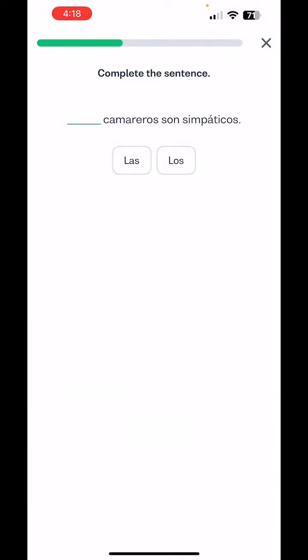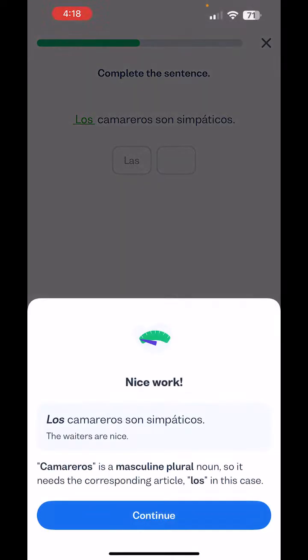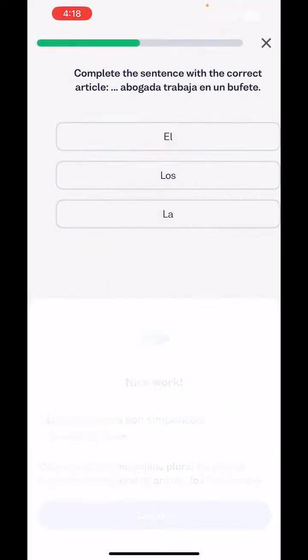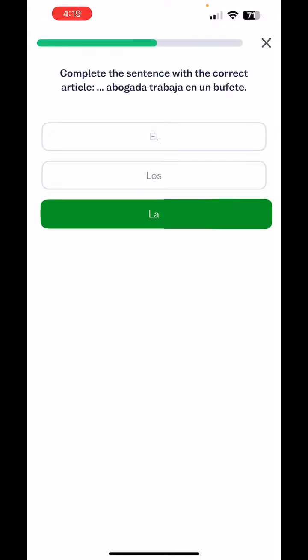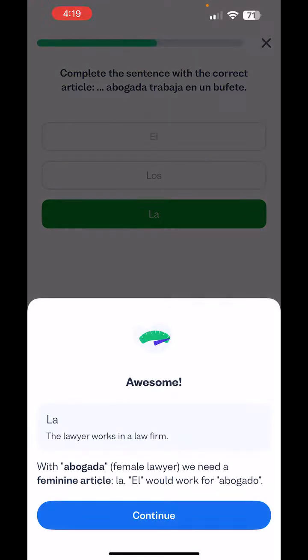Camareros son simpáticos. So we can say los camareros son simpáticos, which means the waiters are nice, I think. Yeah. All right. Complete the sentence with the correct article. Abogada trabaja en un buffet. So I could say la abogada trabaja en un buffet. I guess the lawyer works in a, I don't know what buffet means. The lawyer works in a law firm. Oh, okay.